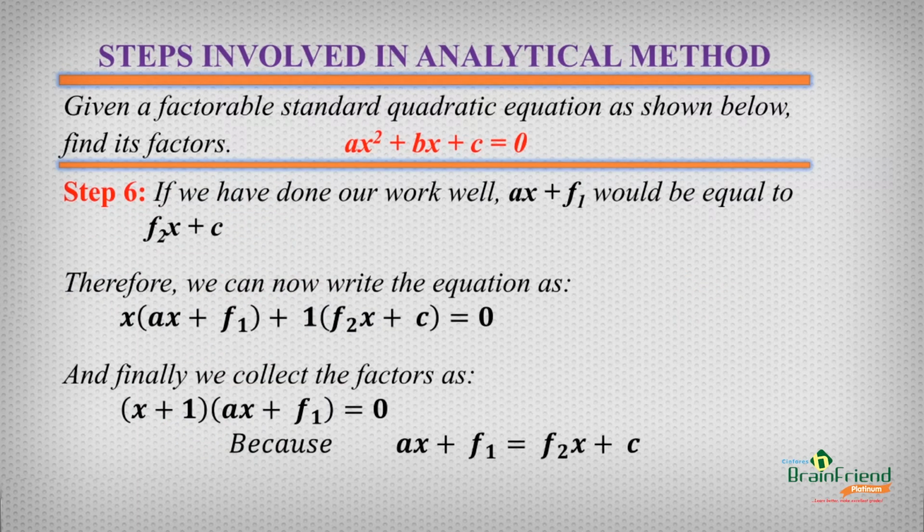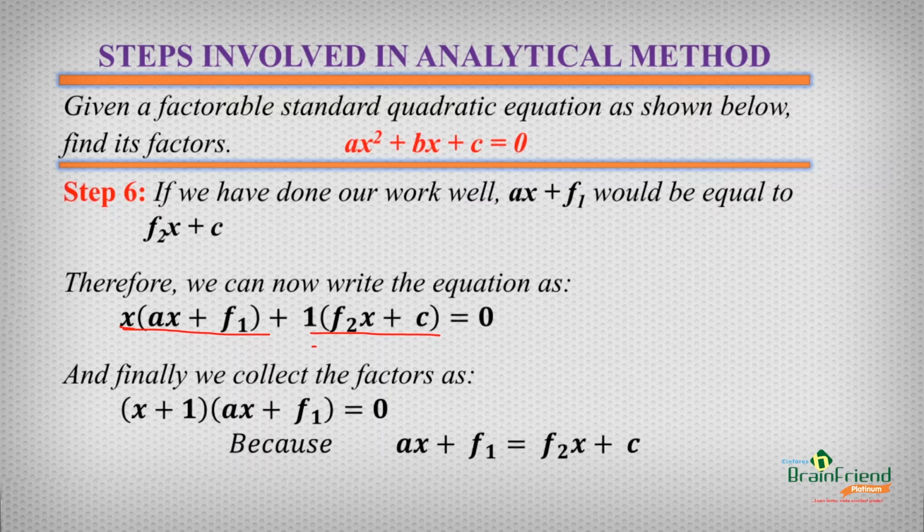Step 6. If we have done our work well, ax plus f1 would be equal to f2x plus c. Therefore, we can now write the equation as x, open a bracket, ax plus f1, we close that, plus 1, open a bracket and write f2x plus c, is equal to 0. That is the final equation we are having.